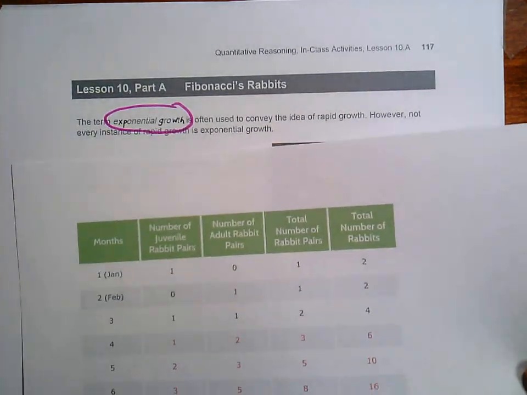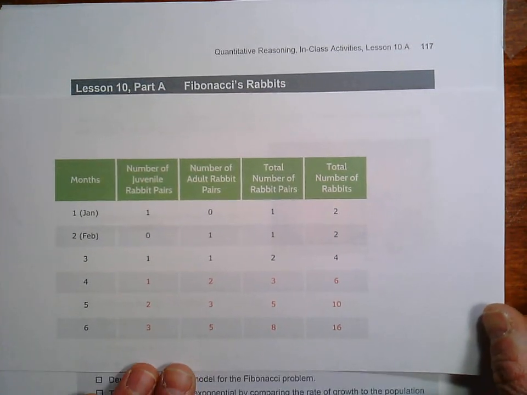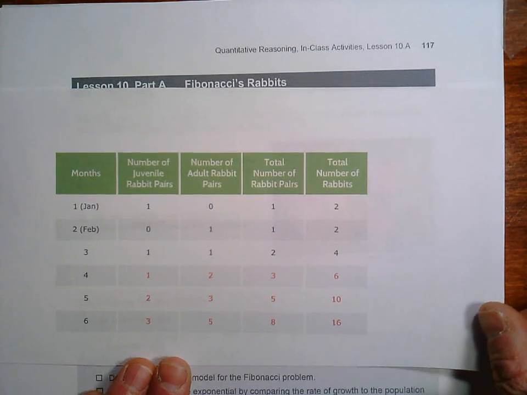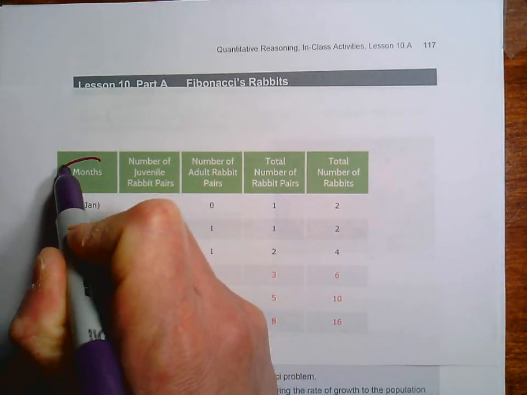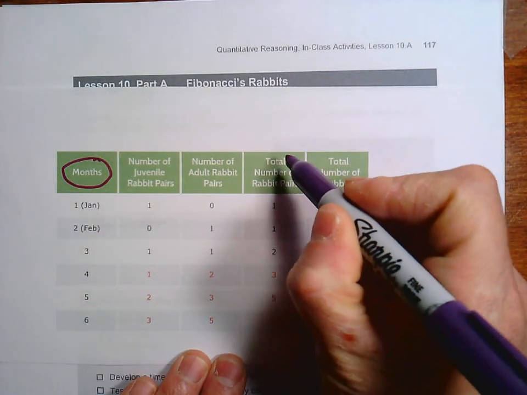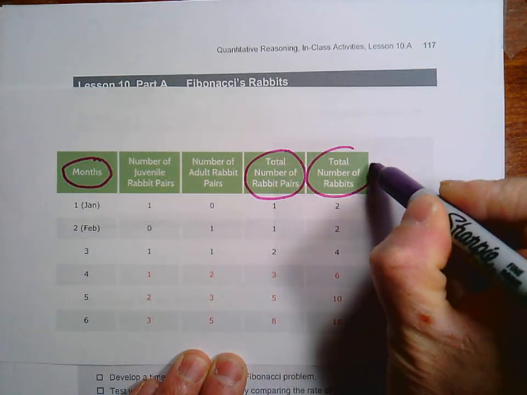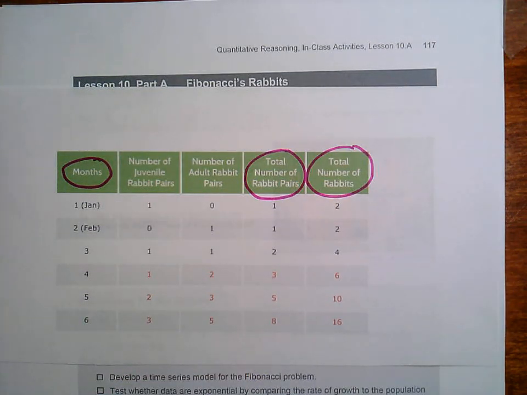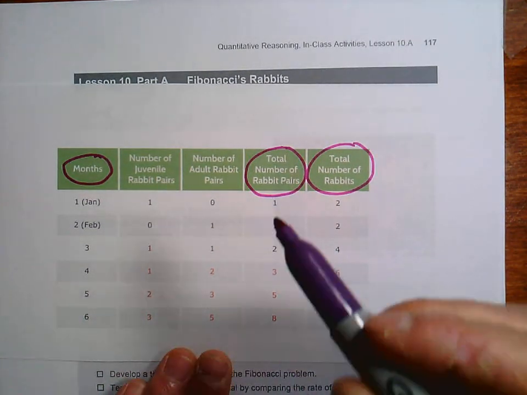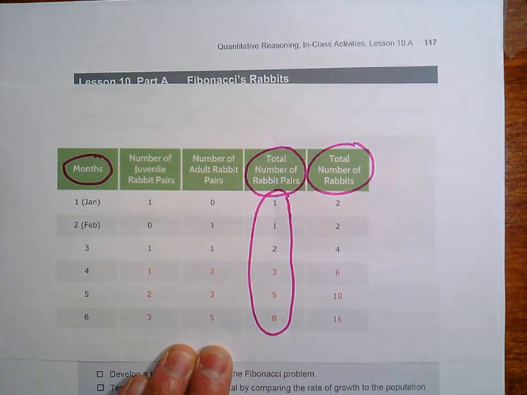This was the table that we looked at in the preview. The important part of this table is to look at the months that have gone by, and we're looking at the total number of rabbit pairs and also the total number of rabbits. Something mentioned in the preview assignment is that this sequence of numbers is very special. This is called the Fibonacci sequence.